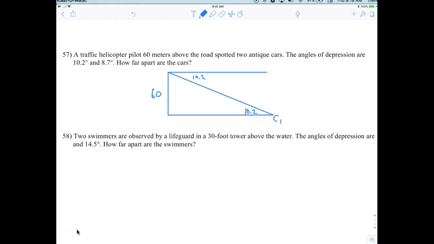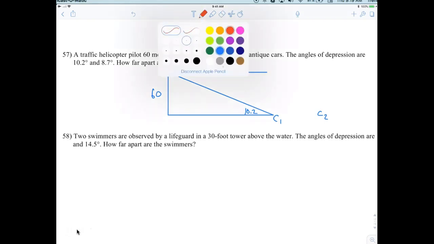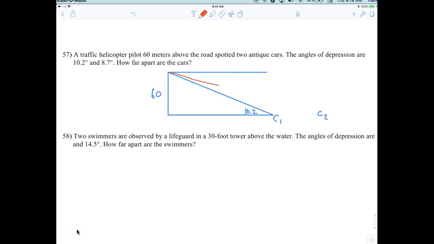Now, the next one I'm going to show you is car 2. How did I know it was further down the road? The reason is because it has a smaller angle. Very good. So look right here, please. This angle right here is smaller than the other angle. Do you agree with that? So it has to be farther away. You hear what I'm saying, Trey? Yes.